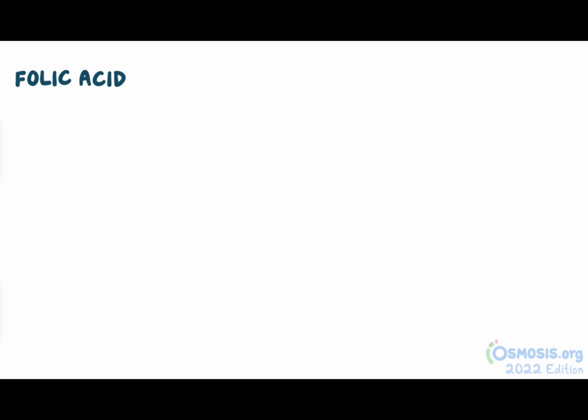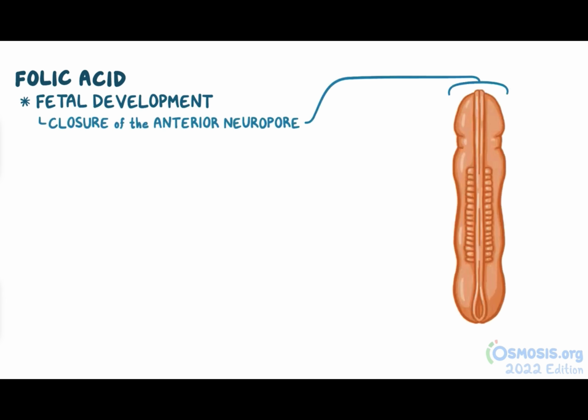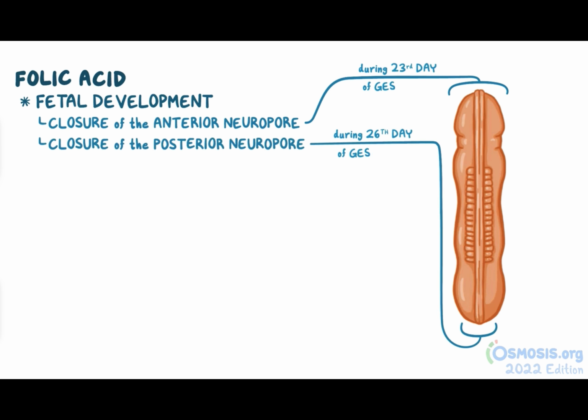Besides this, folic acid also plays a very important role during fetal development. Specifically, it's needed for the closure of the anterior neuropore of the neural tube during the 23rd day and the posterior neuropore during the 26th day of gestation. This is a crucial step in the development of the central nervous system.